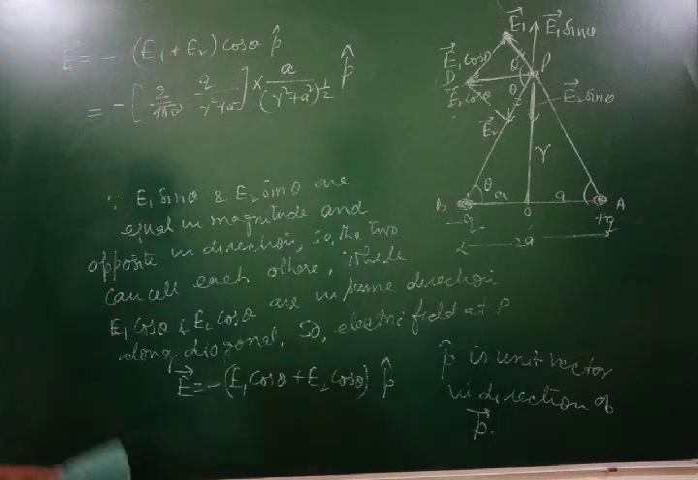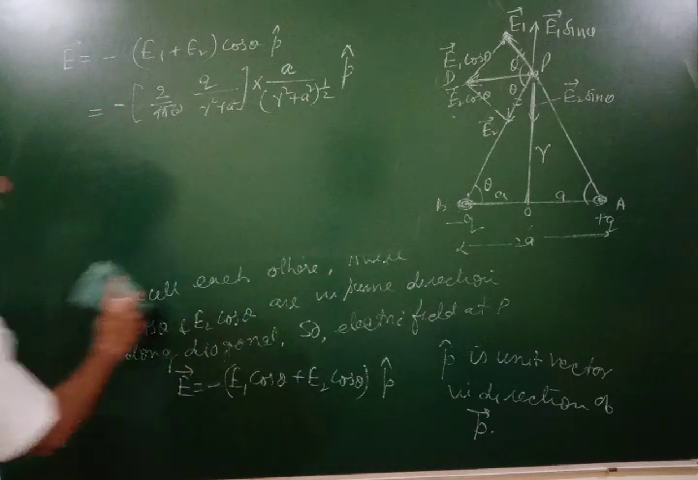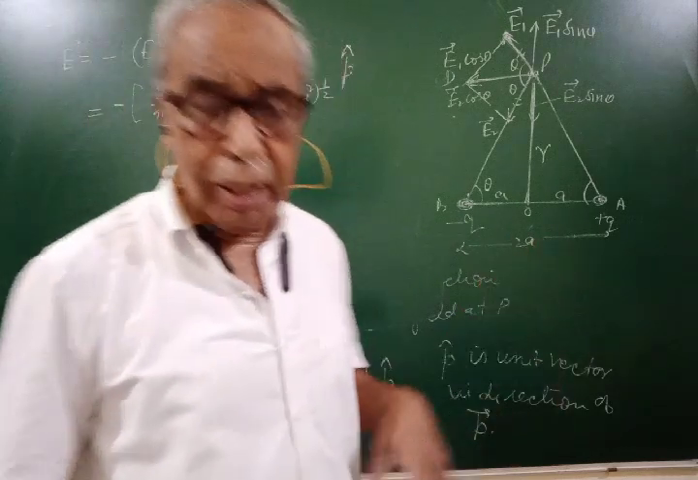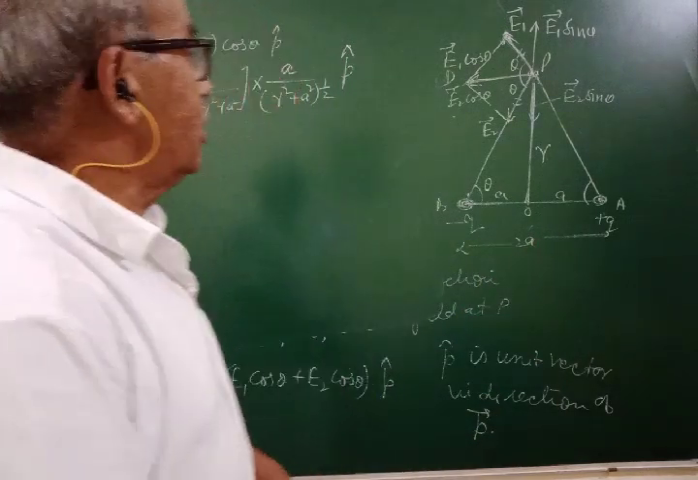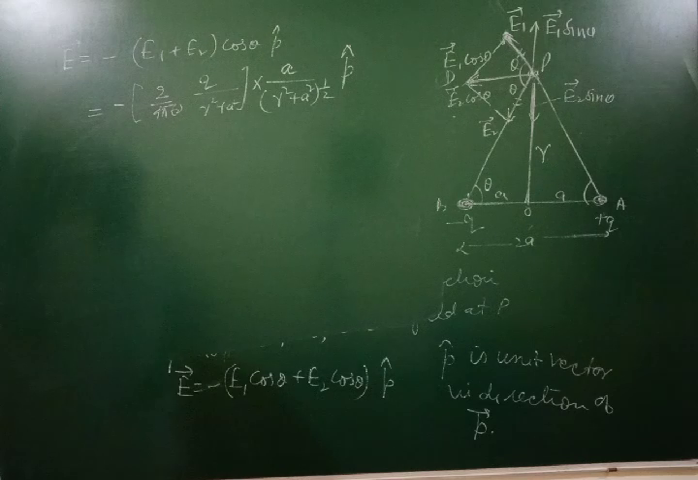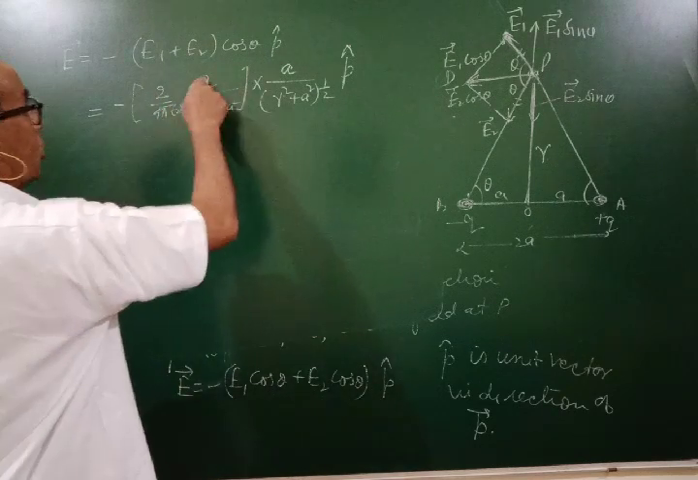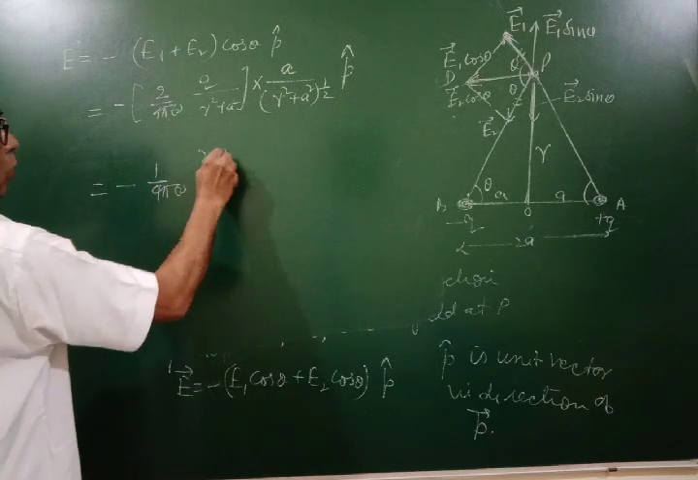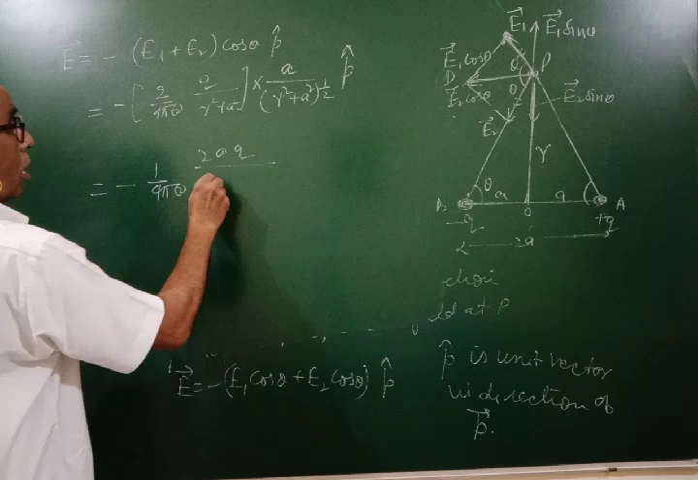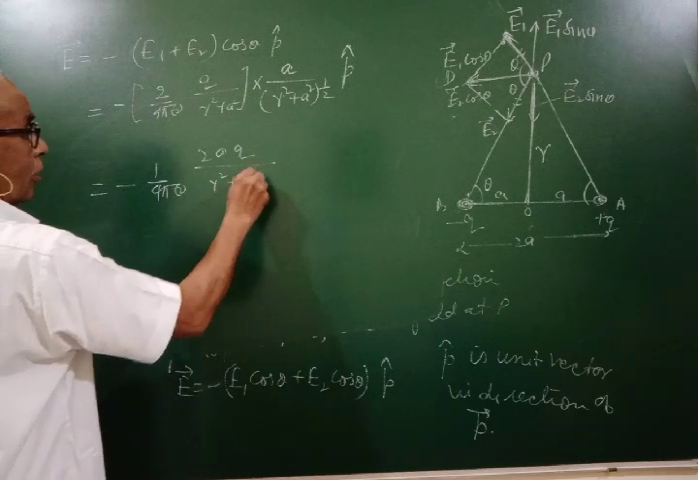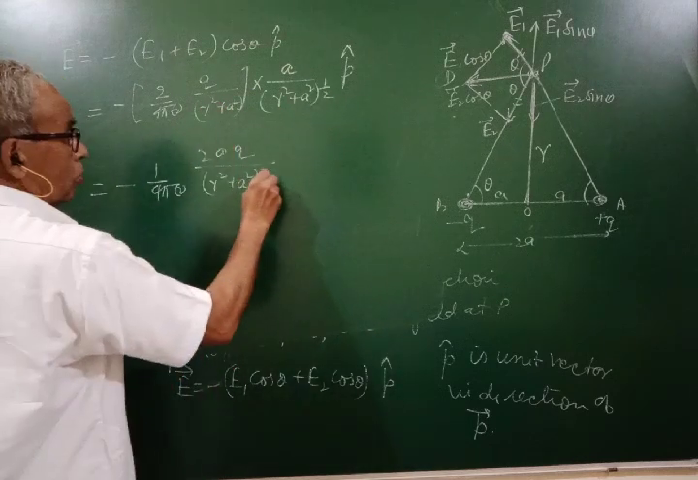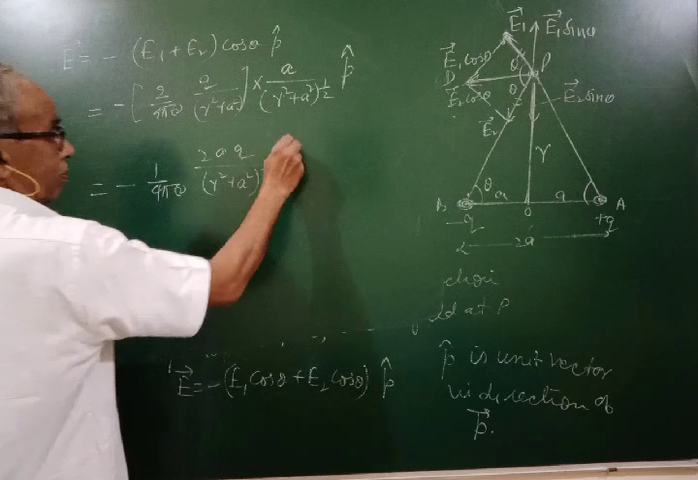Actually, in board exam, people ask it in vector form. Vector form must be there. If you don't get this thing clearly, I am trying my best, so you can read the book. This is 2aq, minus 1 upon 4 pi epsilon 0, 2aq upon r square plus a square to the power 3 by 2, into p cap.